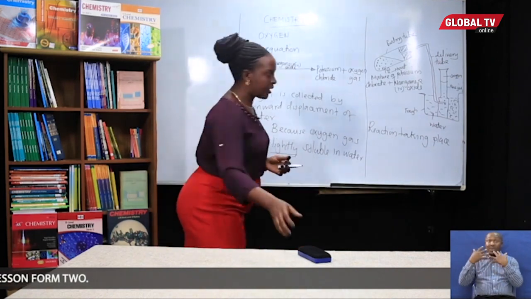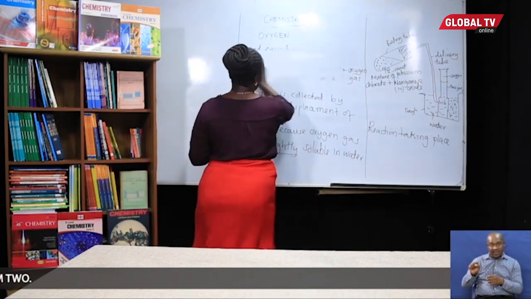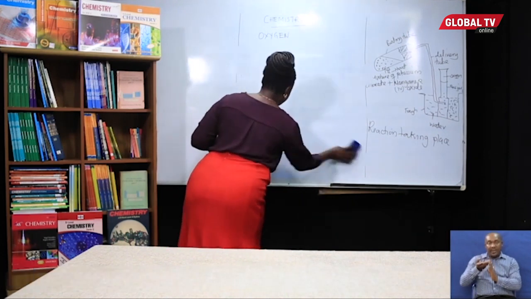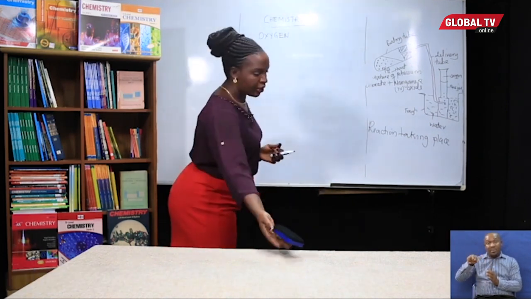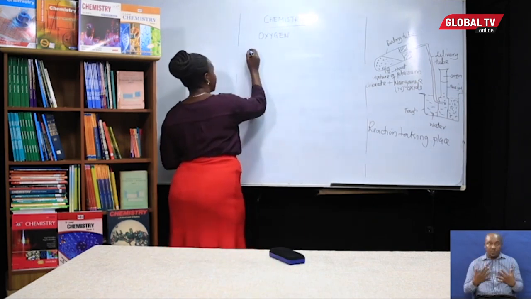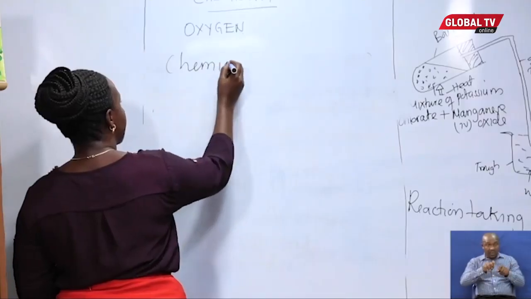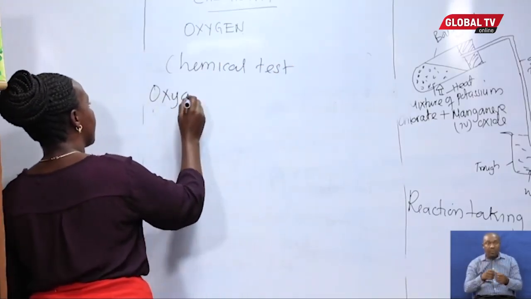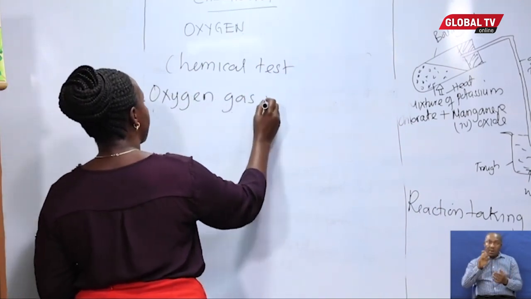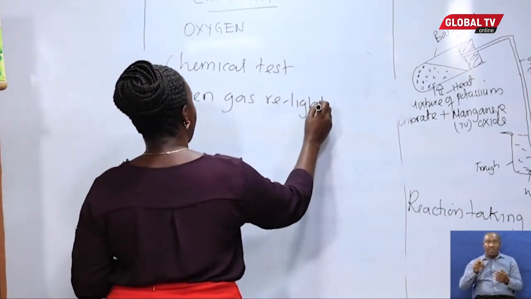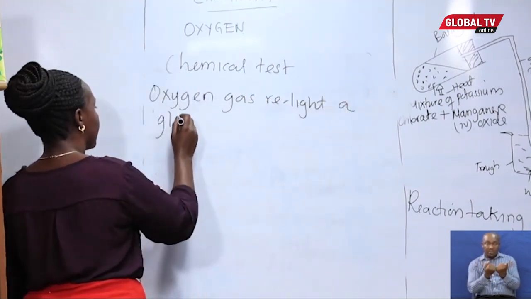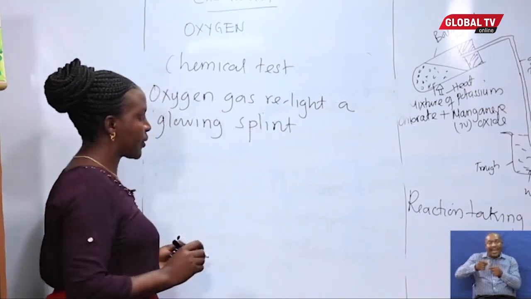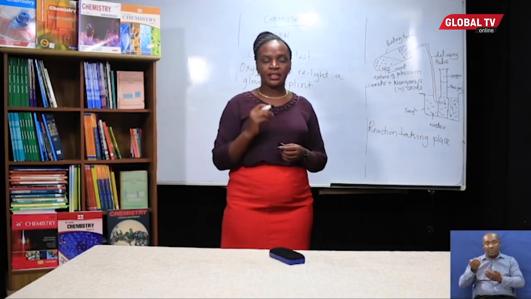Oxygen gas relights a glowing splint. In another language, it rekindles a glowing splint. So we call it the chemical test of oxygen. Oxygen gas relights a glowing splint, or rekindles a glowing splint. So this is a chemical test for a gas collected in the lab.